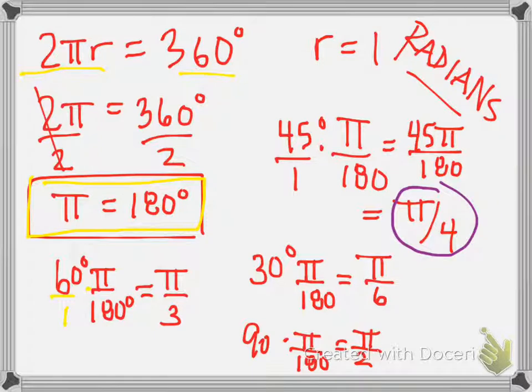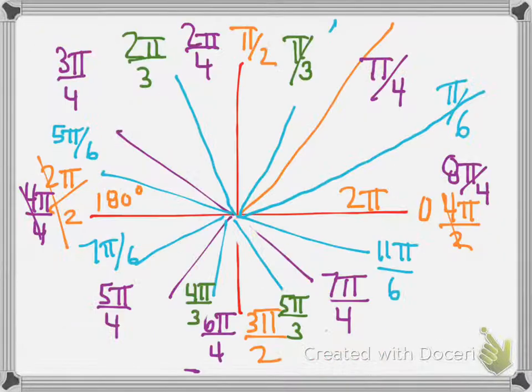45 degrees multiplies out to be pi over 4. 30 degrees becomes pi over 6. 90 degrees becomes pi over 2. These are called radians.